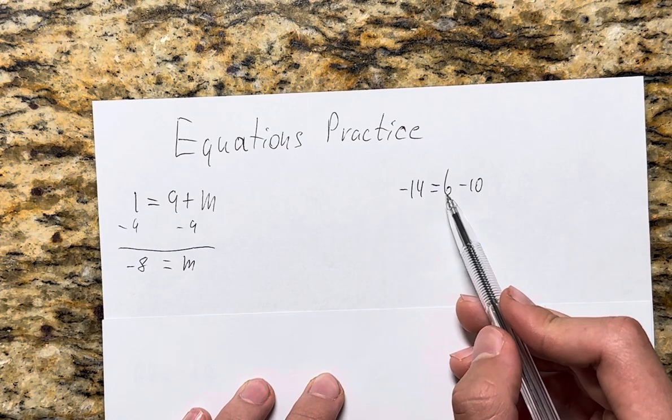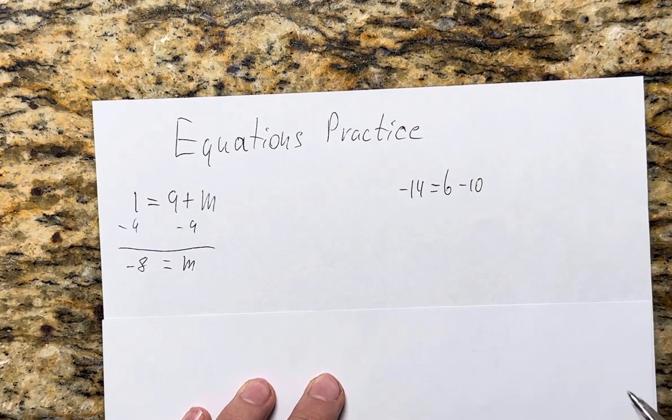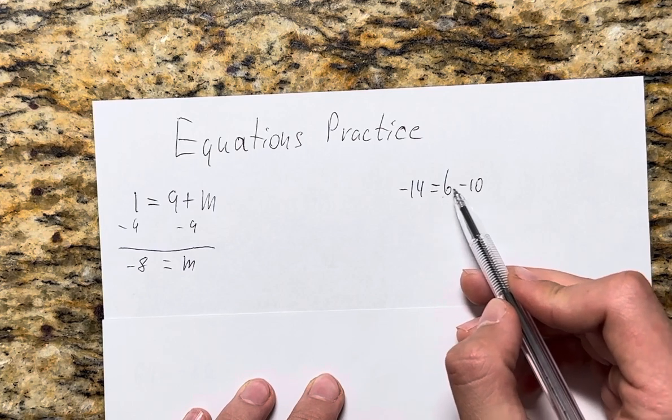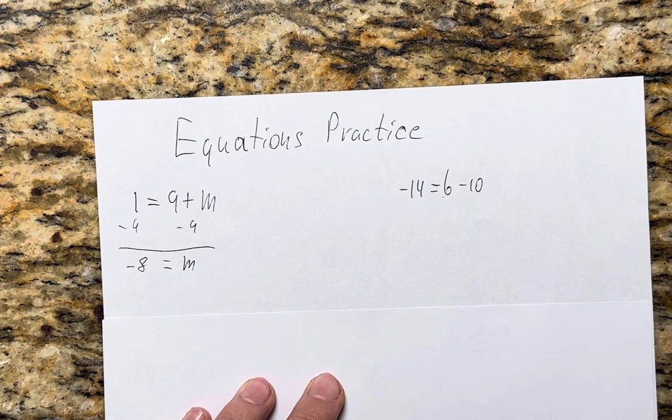Negative 14 equals b minus 10. Same thing. B is just a variable. It can be any letter. It can be A, B, C, D, E, X, Y, whatever.